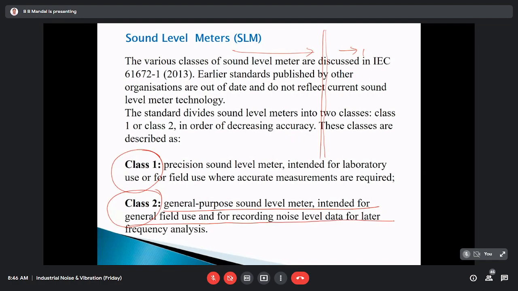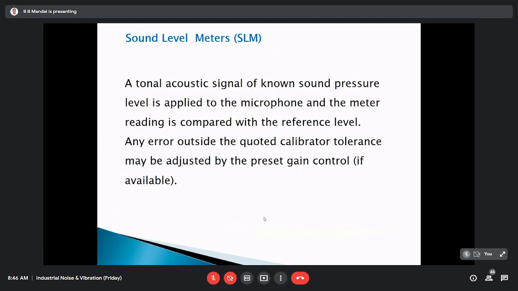intended for general field use and for recording noise level data for later frequency analysis. So class 2 is very common, but of course, I personally used both of them. I used class 1 and class 2 both.